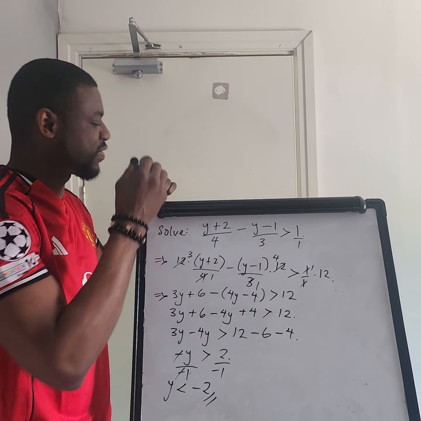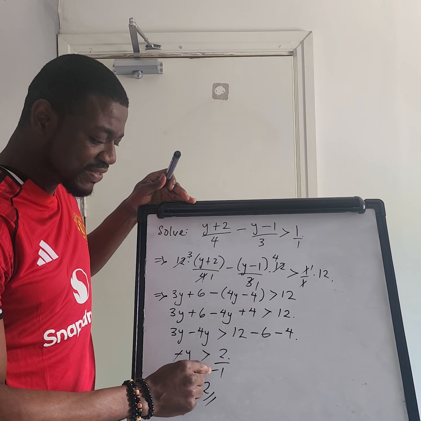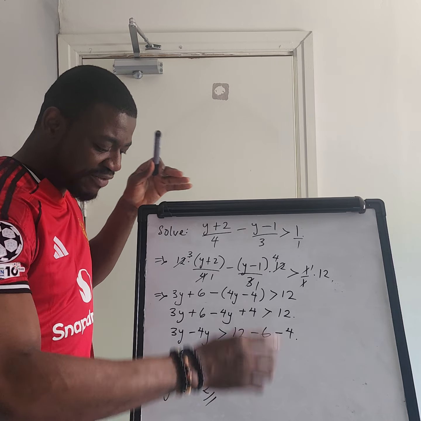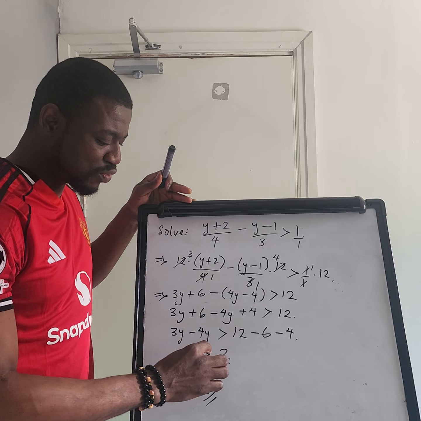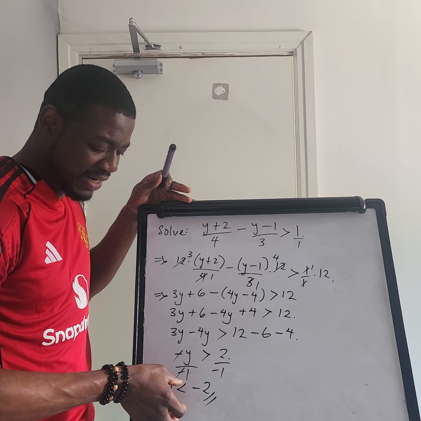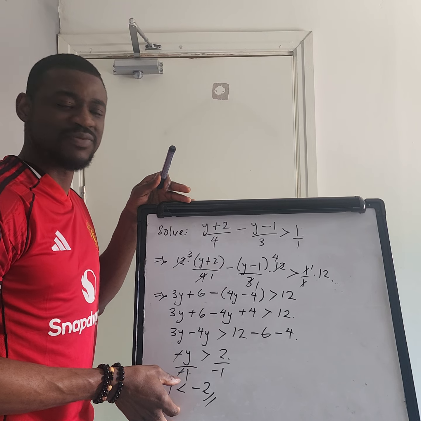And this is how to solve it. So whenever you are dividing with a negative sign or a negative number, reverse the inequality sign. So from greater than to less than. And this is how to solve this problem.